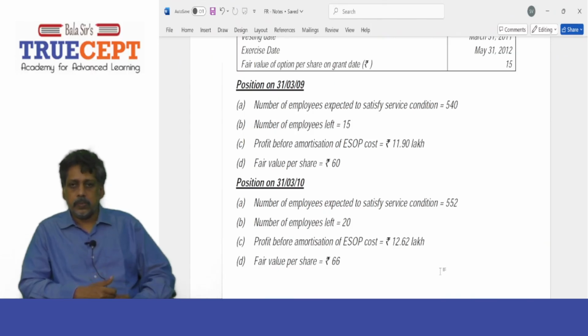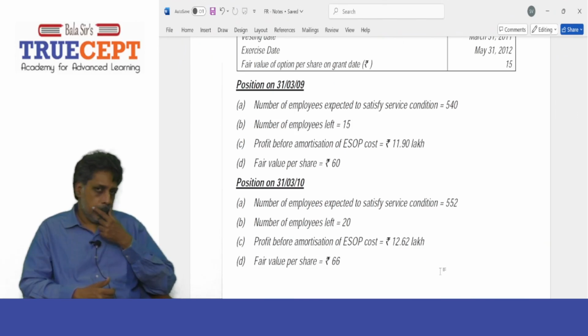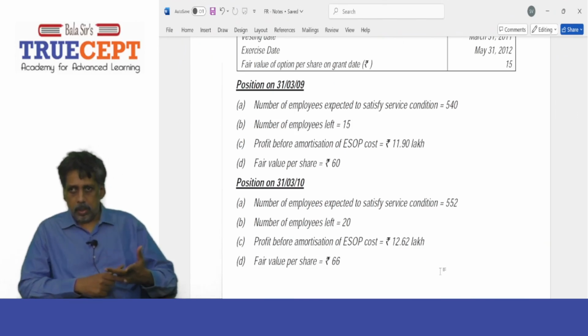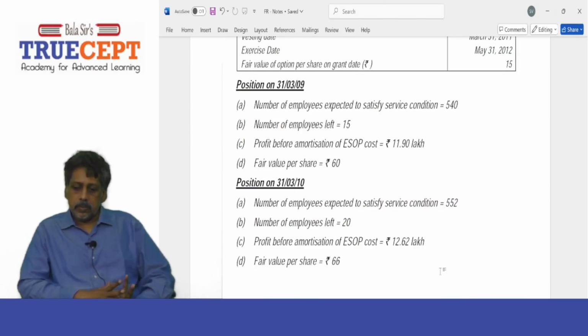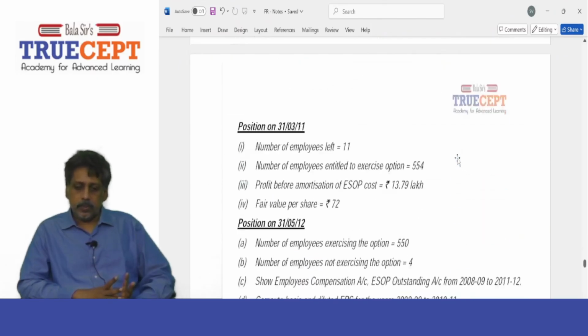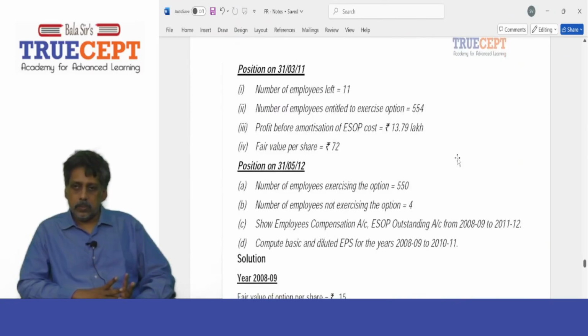Next. Position on 31st March 2010. Number of employees expected to satisfy service condition 552. 552 employees will satisfy the vesting condition. Number of employees left 20. 20 employees are left in year 2. Already 15 left in the first year, another 20 left in the second year. Then profit before amortization of ESOP cost 12.62 lakh. That is rupees 12 lakh and 62,000. Next. Fair value per share 66. It is 66.